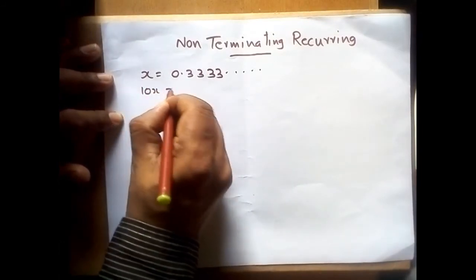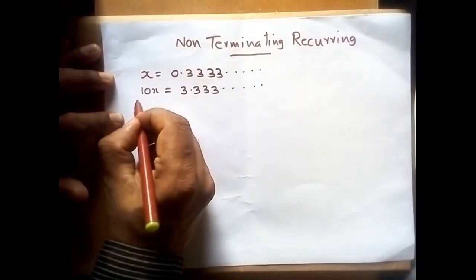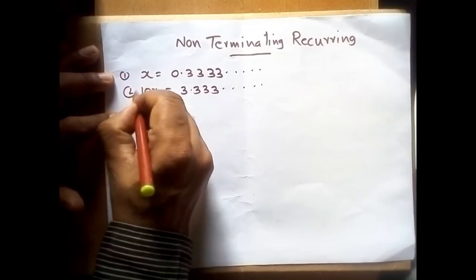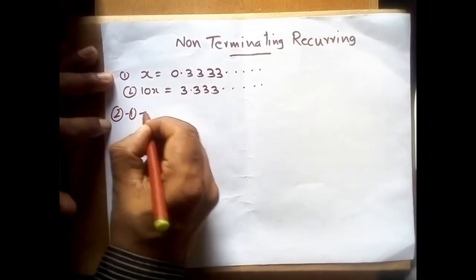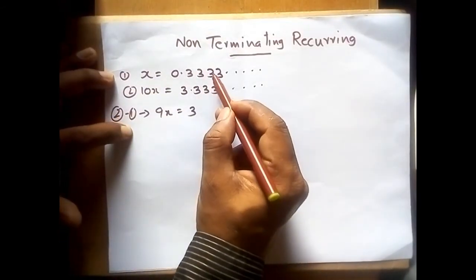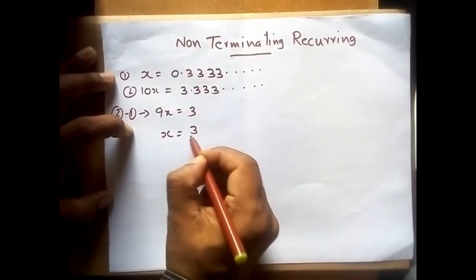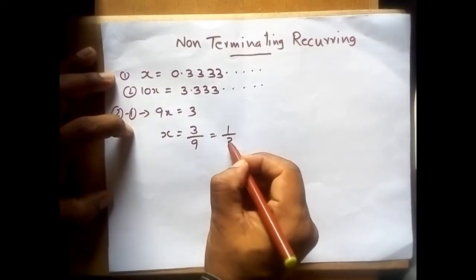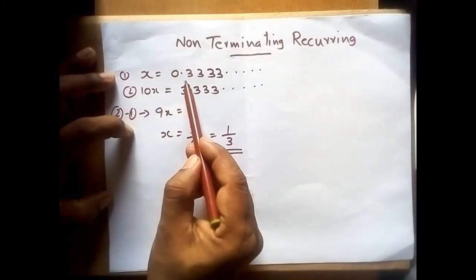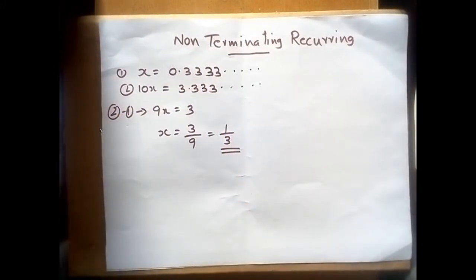What is 10x? 10x is equal to 3.33 etc. This is 1, this is 2. What is 2 minus 1? 2 minus 1 will give you 9x equal to 3. Why? The decimal fractions get cancelled when subtracted. So 9x equal to 3 means x equals 3 by 9, that is equal to 1 by 3. So 0.3333 can be expressed in the form of 1 by 3, where 1 and 3 are integers, 3 not equal to 0, satisfying the condition for rational numbers.